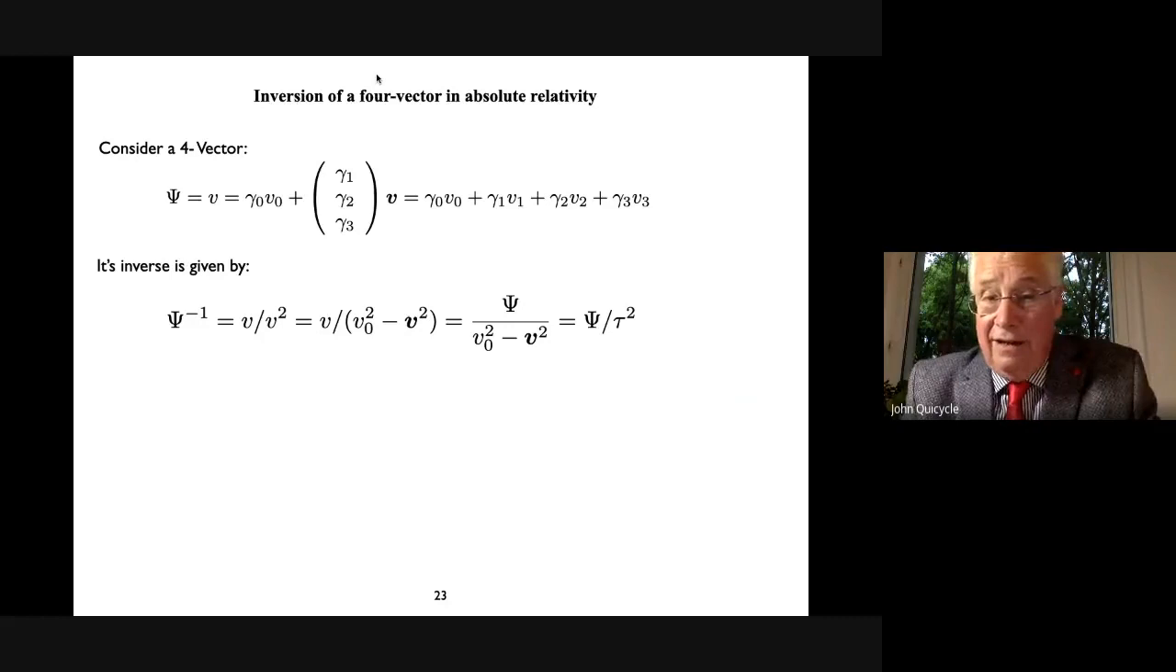But what is v squared? Well, this is a relativistic algebra. So v over v squared is v over (ct squared minus r squared). What's ct squared minus r squared for a photon? It's zero. That inverse is not defined on the light cone. This non-division algebra has just bitten us.